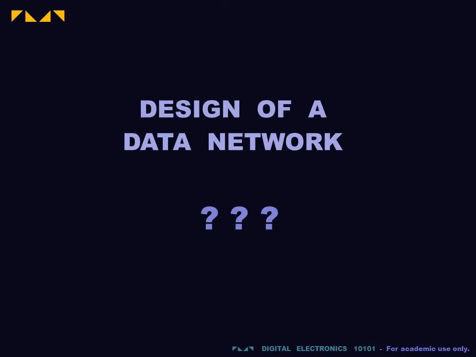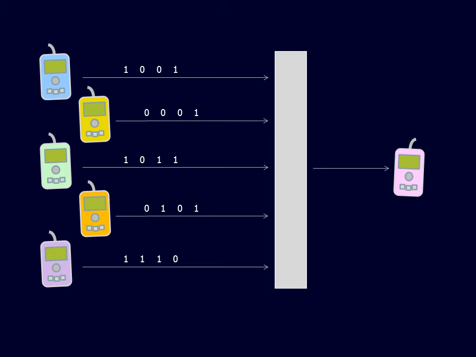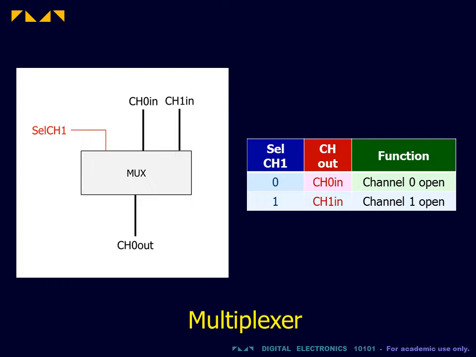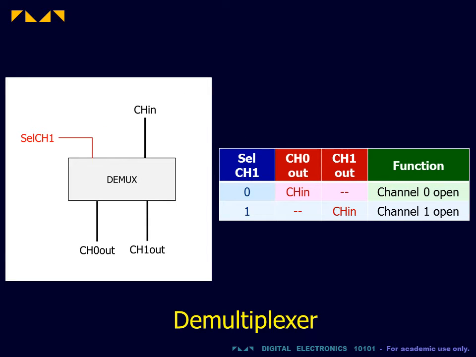We will now discuss how to design a data network. In previous videos, we outlined devices that are used to control data flow. A multiplexer allows the user to select one incoming channel for the transmission of data. A demultiplexer permits the selection of an outgoing data channel.